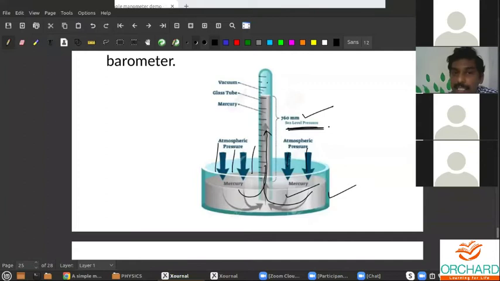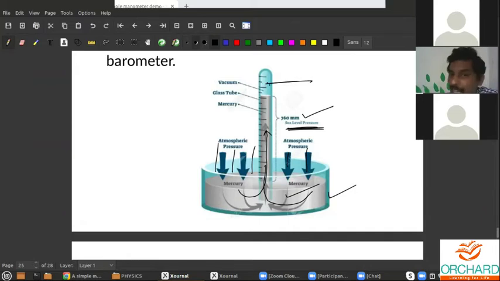The top portion of this glass tube will be vacuum. It will be a perfect vacuum. It doesn't have any pressure. This pressure is very much less than the atmospheric pressure. This is one of the instruments to measure the atmospheric pressure.